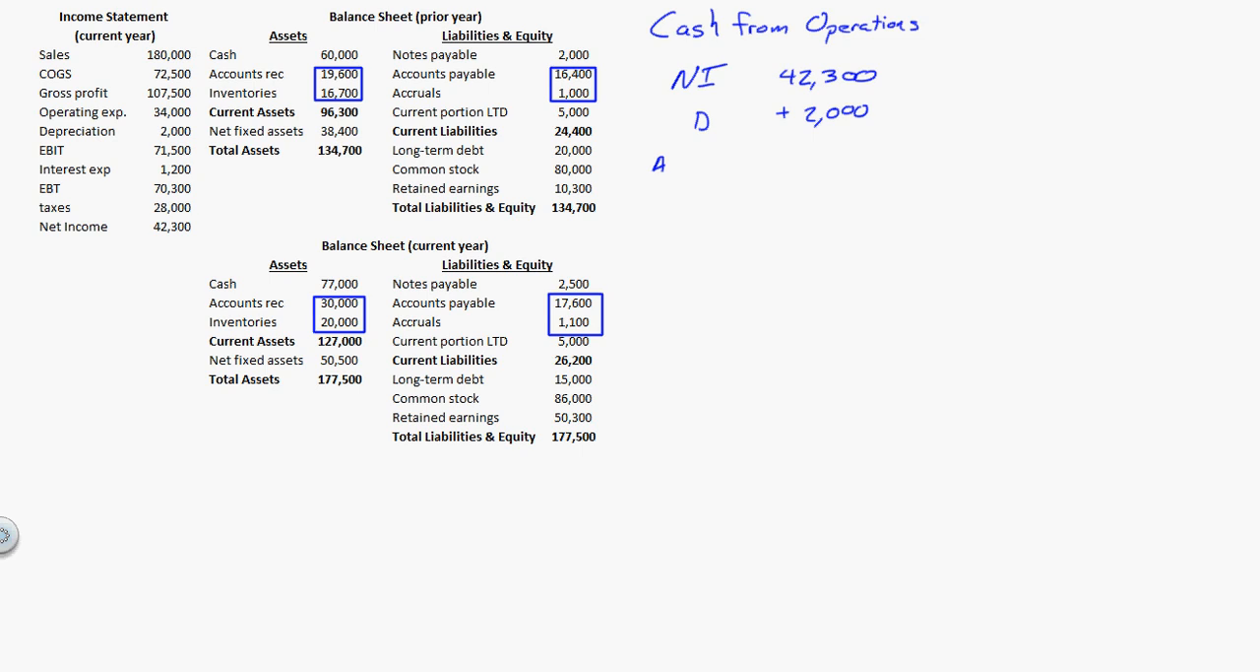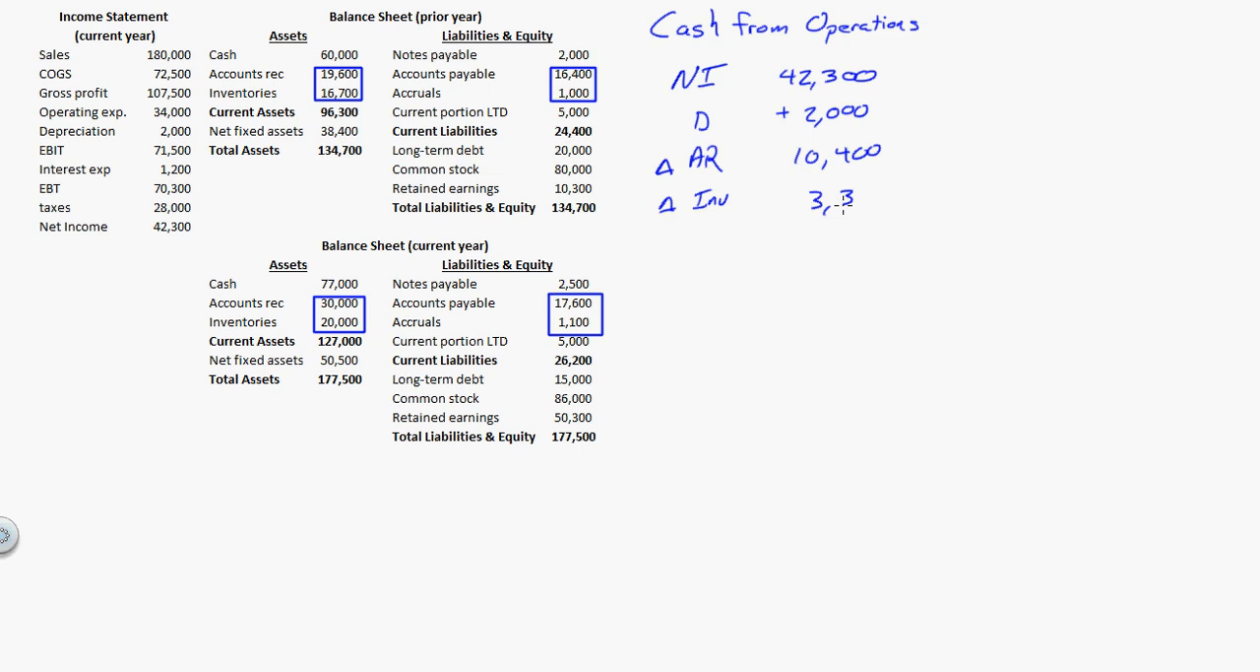So delta, I'm going to make a delta here, the Greek letter delta for change in accounts receivable, and the Greek letter delta for change in inventory. Accounts receivable went up $10,400. So for now, let's put $10,400 because that's the change. Inventory went up $3,300. So let's just put that $3,300.